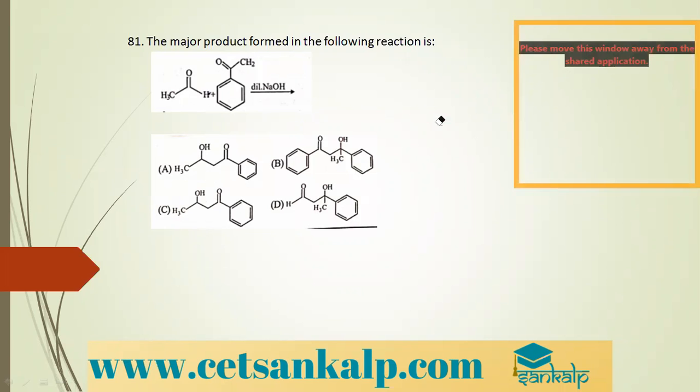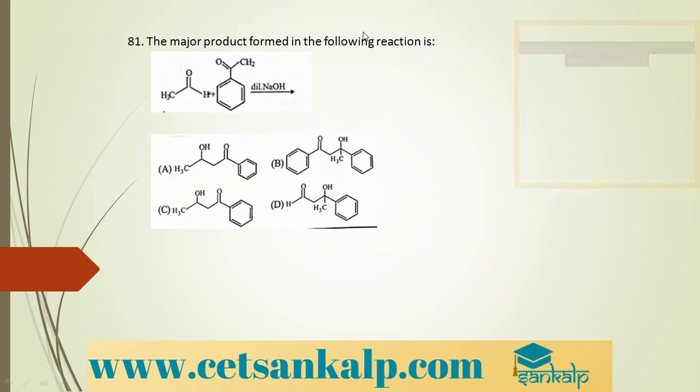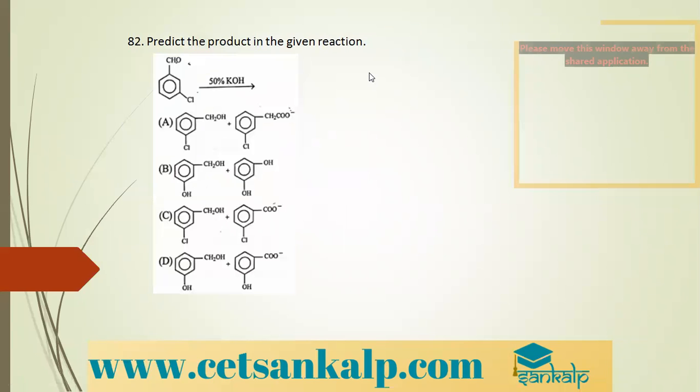So self-aldol of CH3CHO will be the major product. Here you can see self-aldol should happen. It is aldol condensation, so self-aldol happens here, and this becomes the major product. You can work it out, just do the aldol condensation and observe what you get. Okay, moving to the next question.